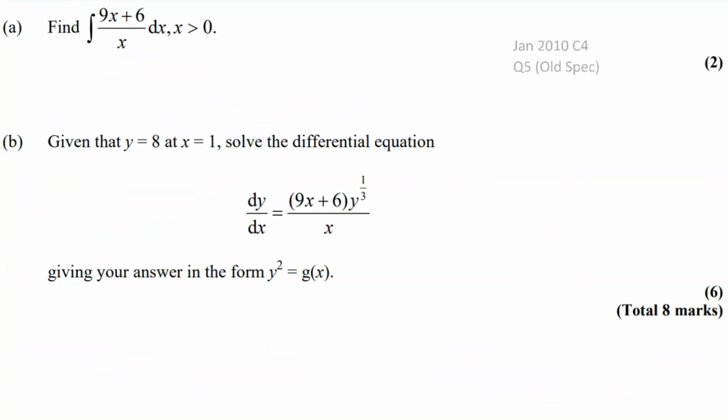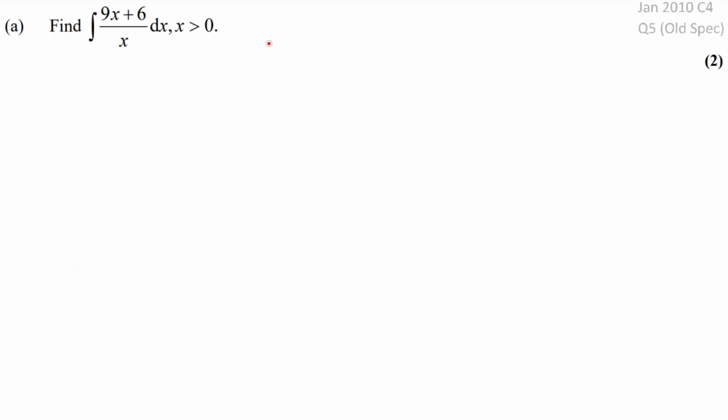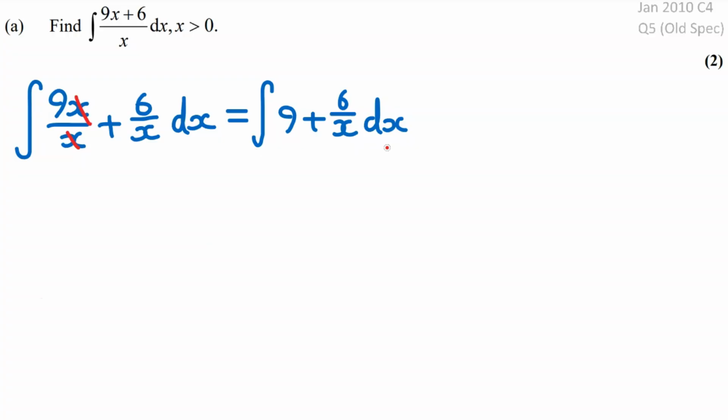Okay, so here's another differential equation question from a past paper. Okay, so for part A, we need to find the integral of 9x plus 6 over x, and this is really easy because we have one term in the denominator and 2 in the numerator, so therefore we can split up this fraction like this here, and if we look at this, these x's will cancel out and just leave us with 9 here, so it's going to be the integral of 9 plus 6 over x.